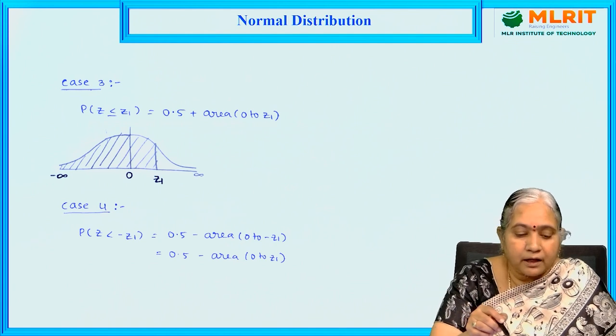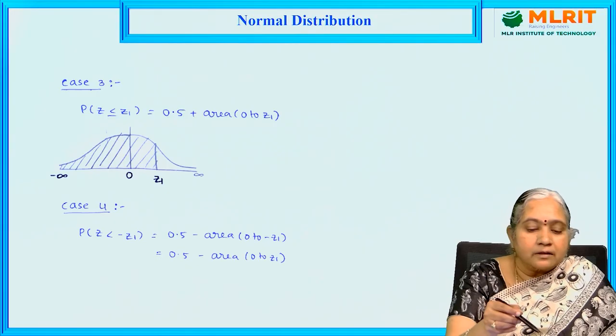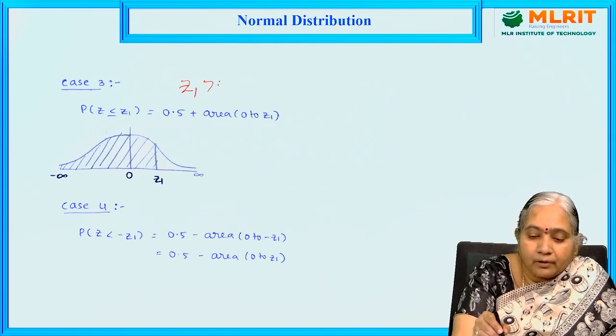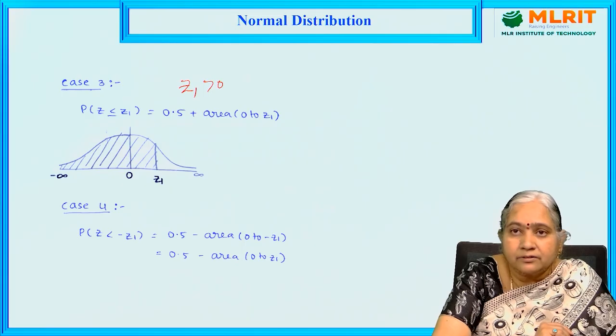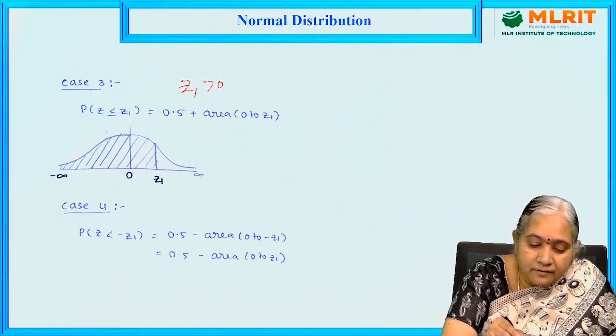Third formula is probability of Z less than or equal to Z1. Suppose Z1 is greater than 0. Z1 is greater than 0 means we draw a vertical line to the right of mean. So this is Z1 which is greater than 0.